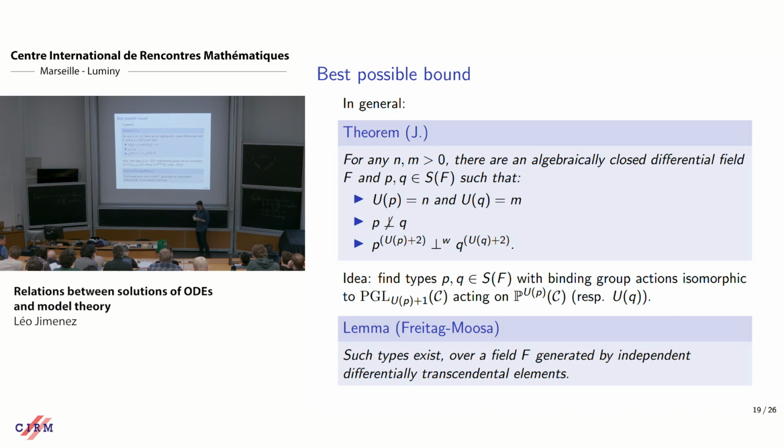So if I give you some field generated by these differentially transcendental elements, I can find types with Galois groups PGL n+1 acting on P^n, where n is the rank of my type. Okay, so that's the first step, is to find these types, but that was done already.